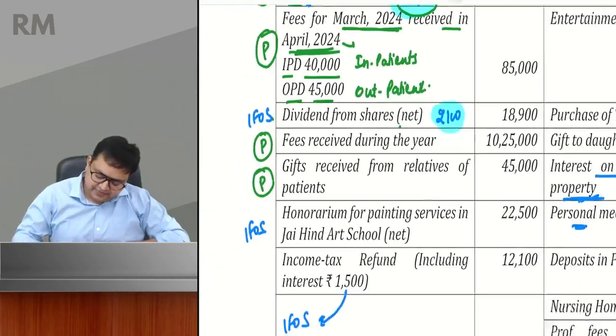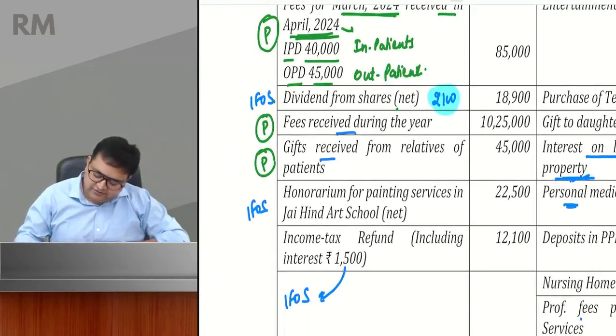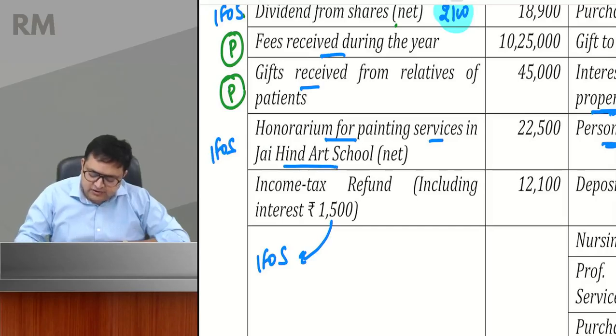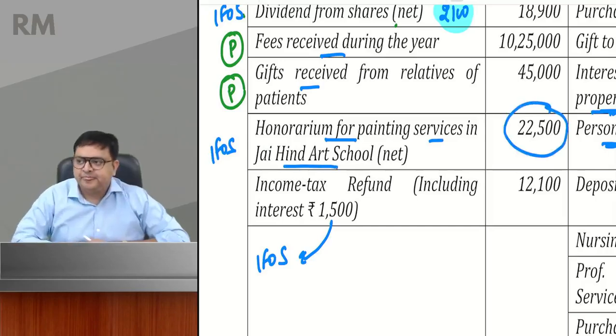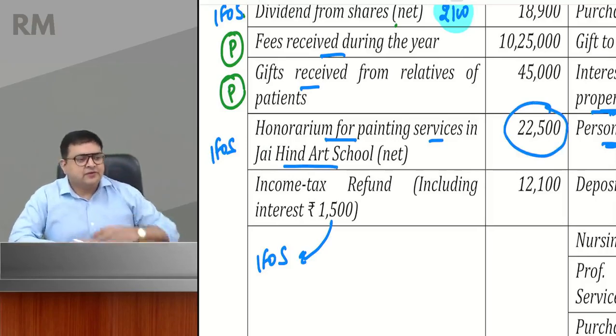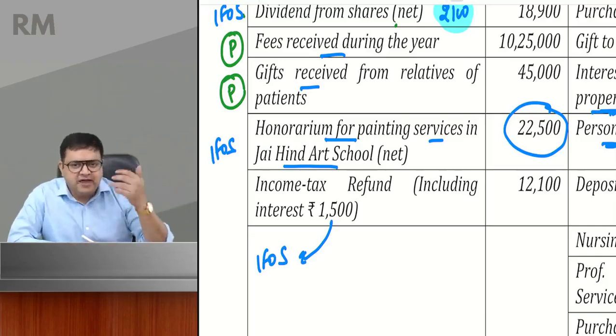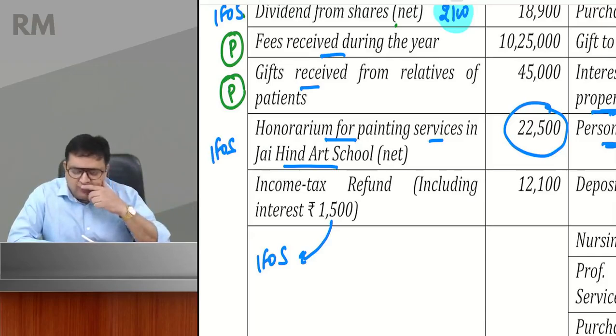Second, fees received, gifts received, no. Gifts received is from patients, so it's not IFOS, it's PGBP. Honorarium for painting services in Jai Hind School, 22,500. This is again my IFOS income. He went to some school, they have paid him honorarium. He's a professional, so as a professional, they have paid him honorarium, 22,500.